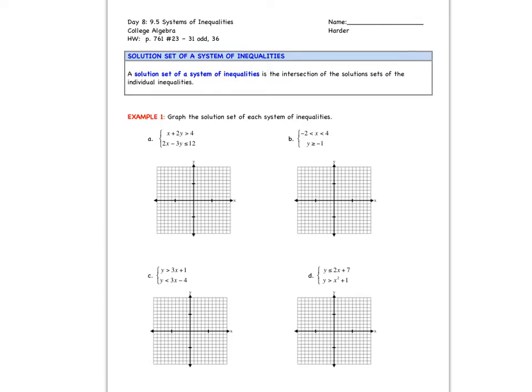So the last lecture dealt with just inequalities themselves, and now we're going to look at multiple inequalities within one graph. Okay, so the solution set of a system of inequalities is the intersection of the solution sets of the individual inequalities. So if you remember last time, we talked about shading. Right? So with a system of inequalities, the solution set is where the shading overlaps. Okay, so the overlap, the shading that represents a solution for both inequalities.